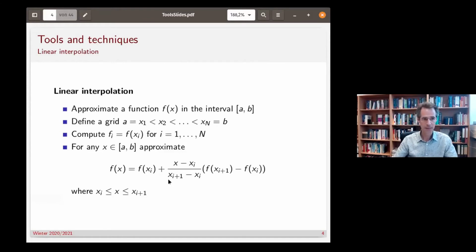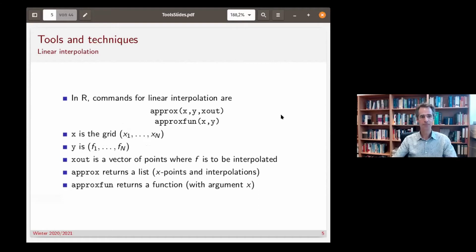Okay, how can we do that in R? Because linear interpolation is very easy conceptually, but the syntax in R is a bit strange sometimes. So you have to get used to that. And this is why I'd like to show you how to linearly interpolate functions in R. There are actually two commands for linear interpolation. The first one is approx, and the second one is approxfun, where fun does not really mean fun, but function.